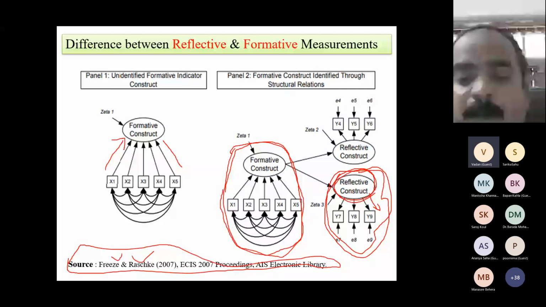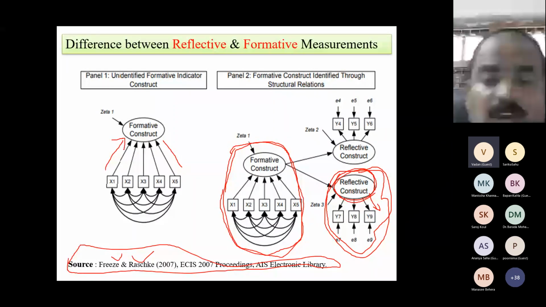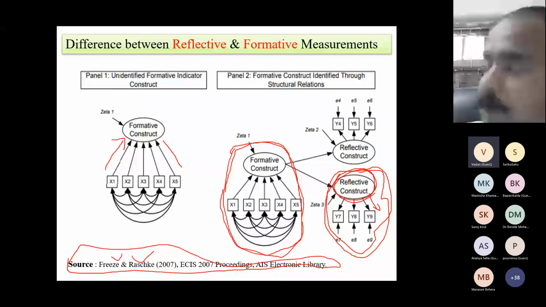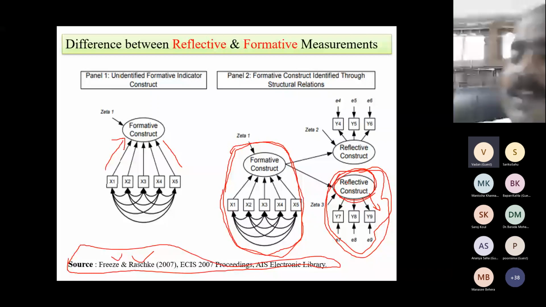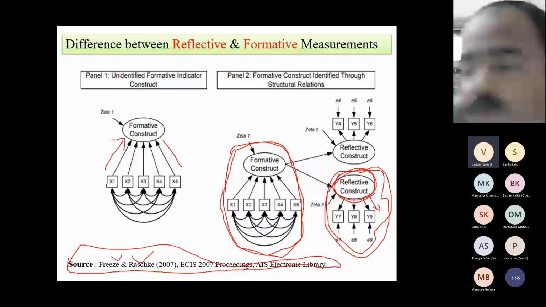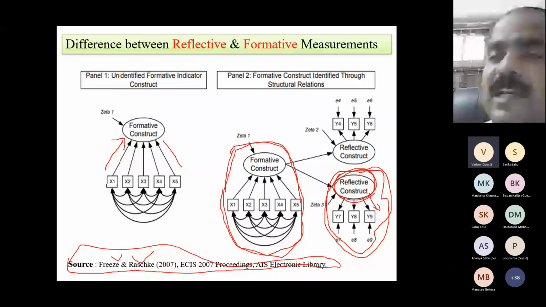Because there is no scope of error in the case of formative, and the error terms are rigidly taken in the reflective. So how will you justify the error for the construct which is formative? The construct which is formative in nature, how will you justify the assumption of error for that construct? There is no scope. So you should not do a research where both the reflective and formative are adopted.